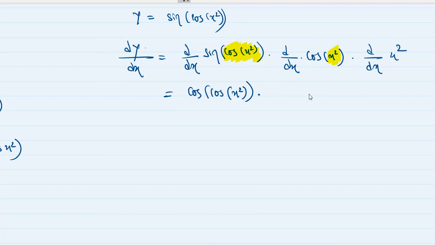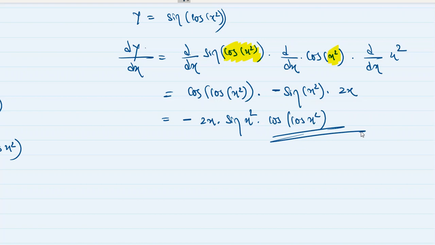So what you will get is, what is the differentiation of cos x? Minus sine x. So you will get minus of sine of x square multiplied by 2x. So this will be minus 2x multiplied by sine x square multiplied by cos of cos x square. That was your answer, right?